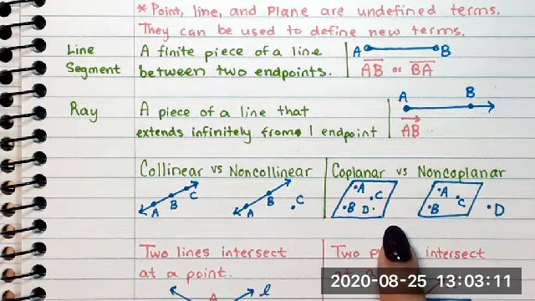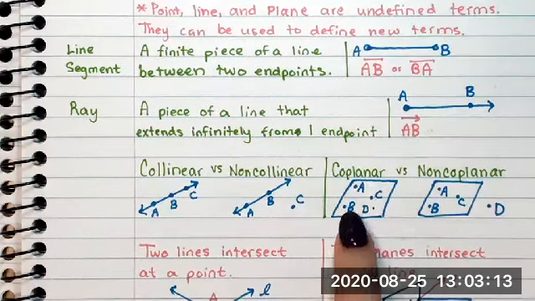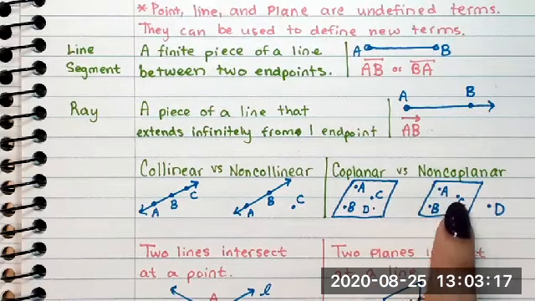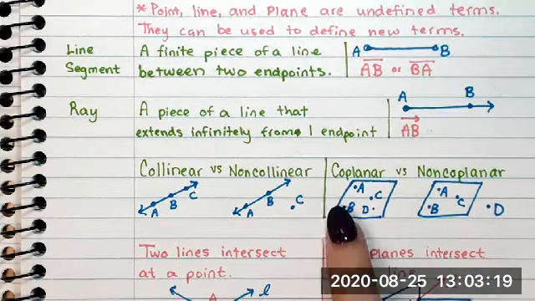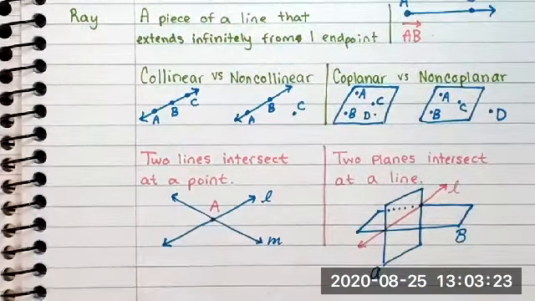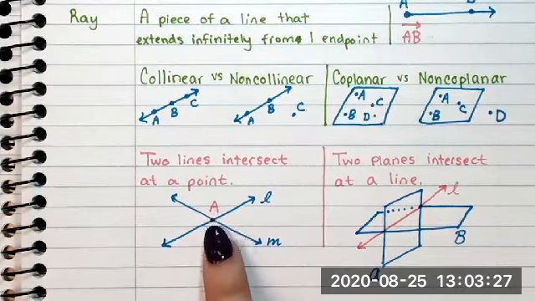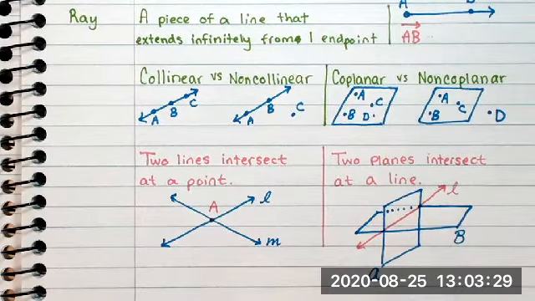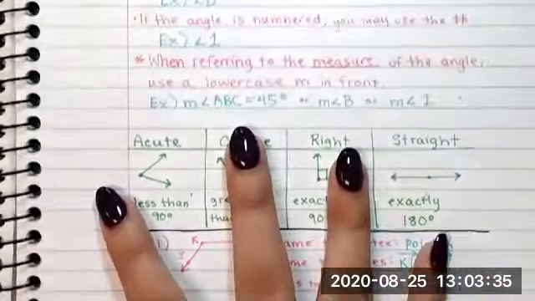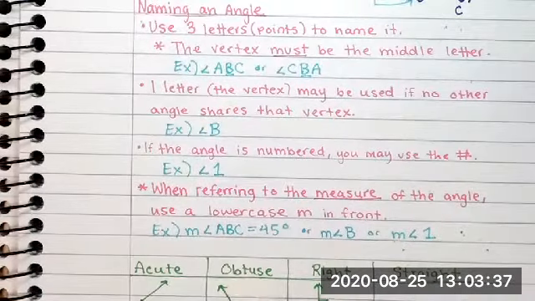Similarly with coplanar and non-coplanar, you can have all your points in a plane together or not. So they're either together in the plane or not. And lastly, two lines intersect at a point and two planes intersect at a line. So then today we have angles.